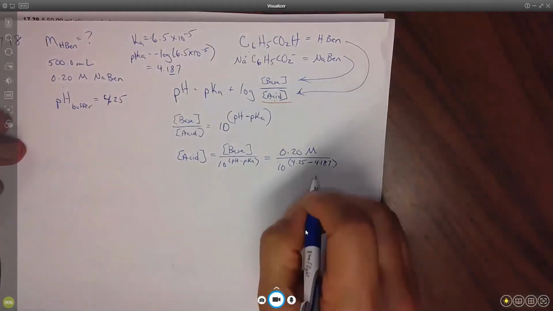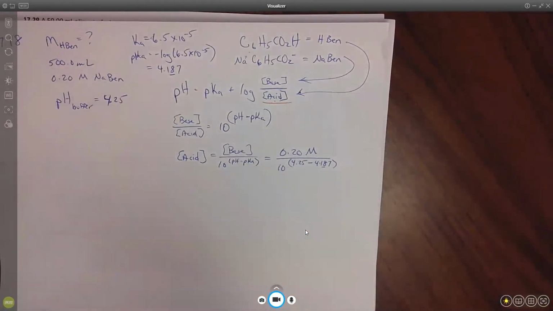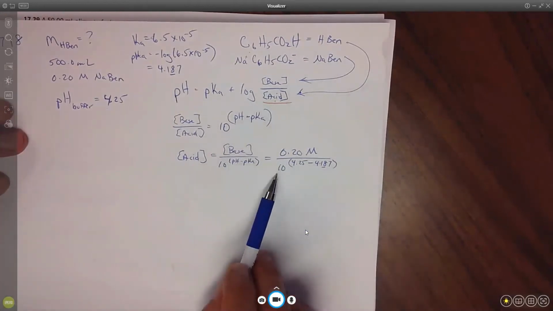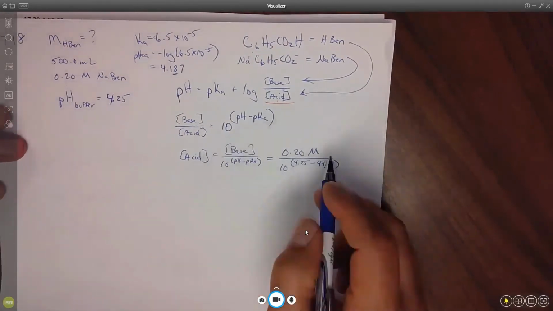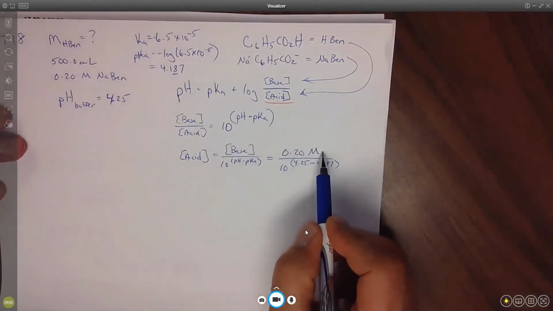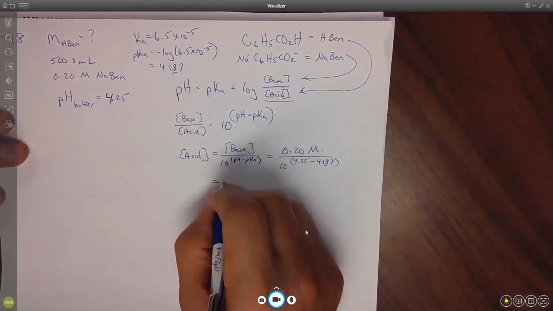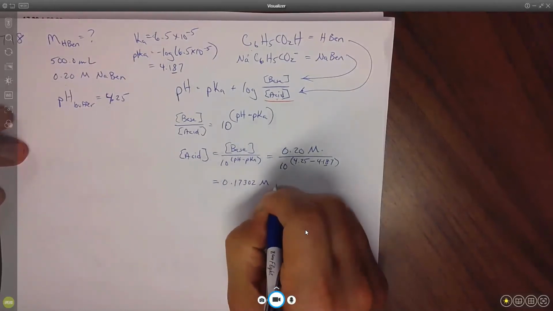I'm not going to go through the sig figs. You can look at the solutions manual, which actually goes through that for you. But you've got to have mixed operations, then you have anti-logs. So you've got to follow all of those things. And we can see our units are going to be molar, right? So then this is going to come out to be 0.17302 molar. And this again is going to be for our benzoic acid.